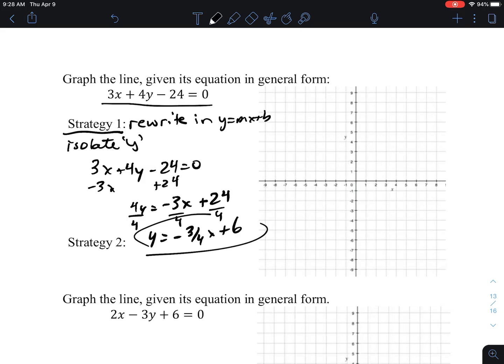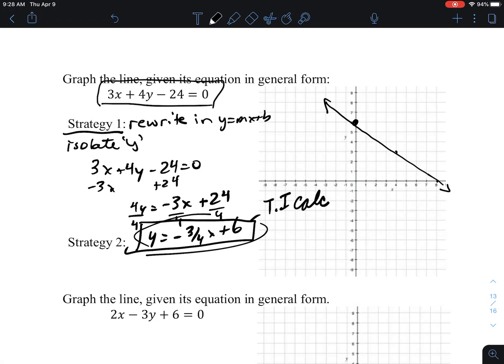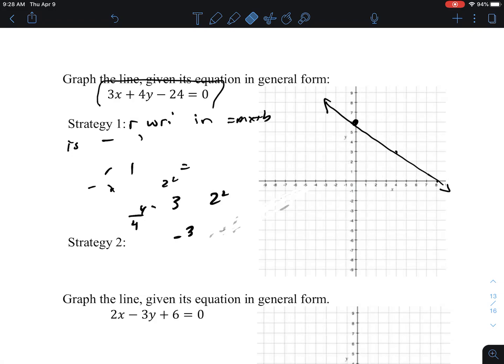And now I just graph that the way I've been graphing them in the past. So start at 6, go down 3 and over 4, down another 3 over 4. Here's my linear function. It looks like that. The other thing is that this is the form that I can enter into the TI calculator if I have that. I cannot enter this and graph it. I need to have it in the y equals format. Okay, that's strategy 1.